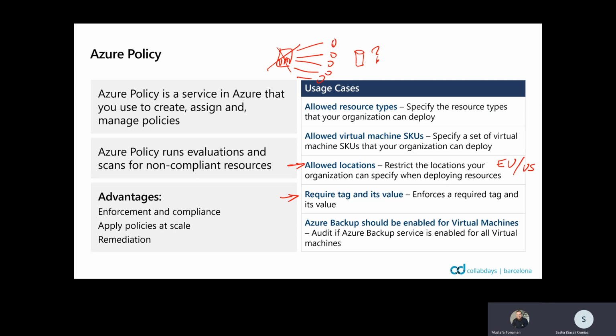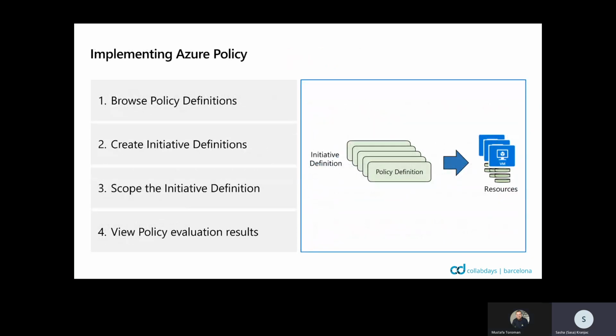Yes, absolutely. Both tagging and naming convention are really important, because they can tell us where that resource belongs and what it is actually attached to. So basically, we can do a cleanup when necessary and remove unused resources. And implementing is very easy. Practically, we have policy definitions, and then we create an initiative definition, and then we scope the definition.